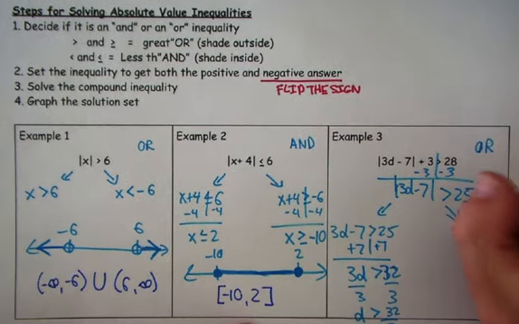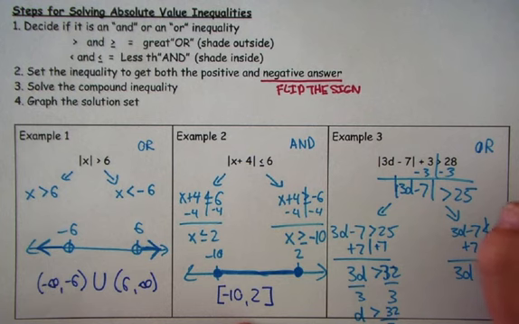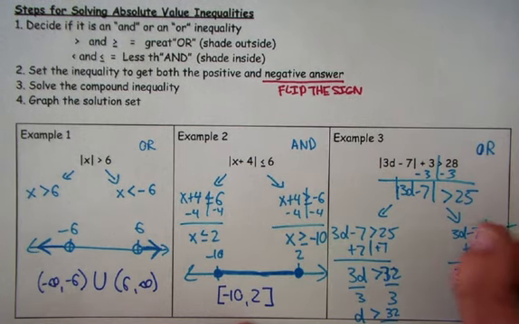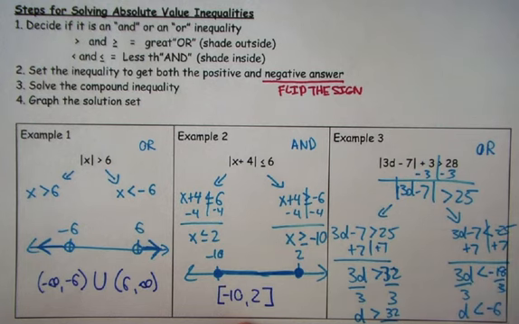Solve over here, add 7 to both sides. 3d is less than negative 25 plus 7, which is negative 18. Divide by 3. d is less than negative 6. This is an or, right? d is greater than 10 and 2 thirds or less than negative 6.